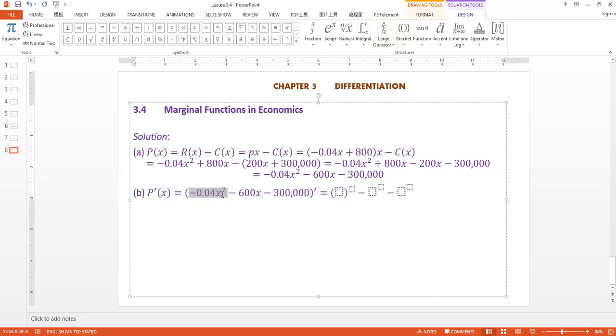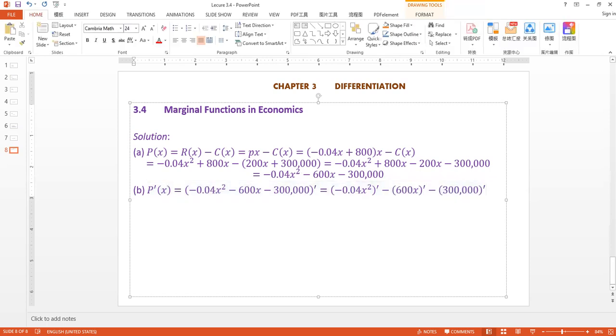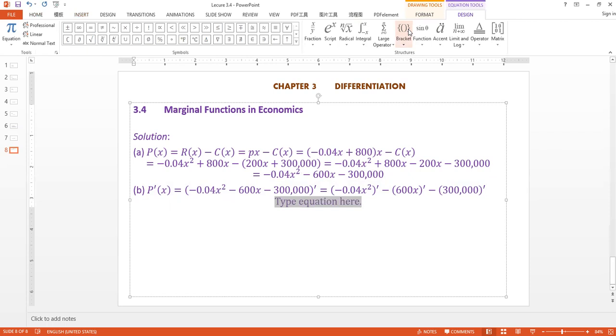Okay, so the first term will be -0.04x squared. When you take the derivative of that, and the second term is 600x. The third term is just 300,000. Okay. All right. So, this derivative is pretty straightforward because everything is just a power function.